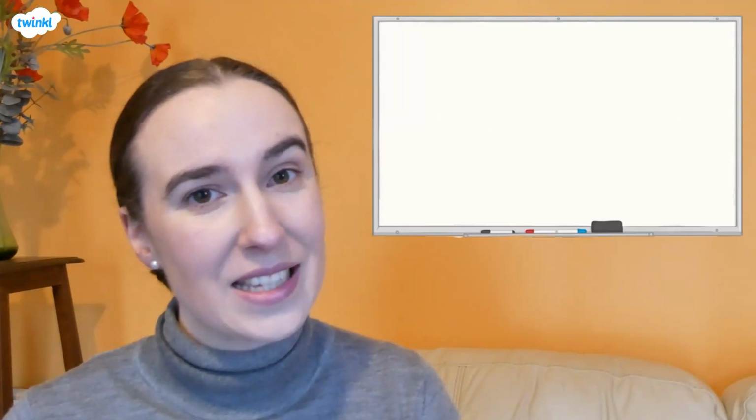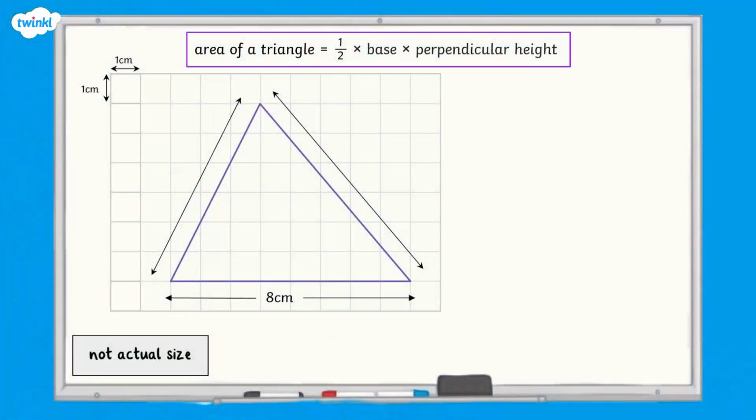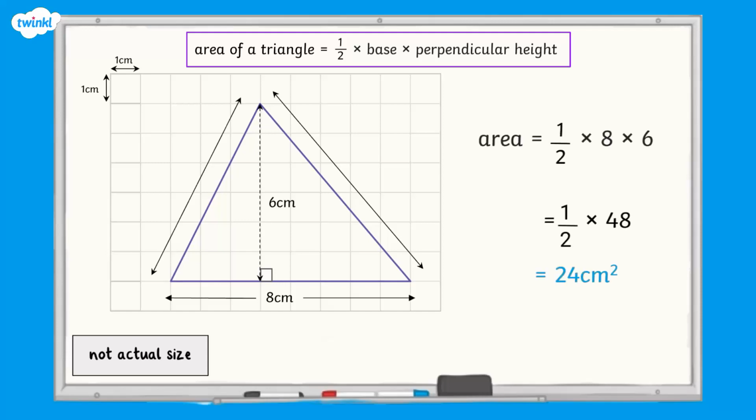This is not the case with every triangle. For example, let's look at this one. None of the sides of this triangle meet to make a right angle. If we take the bottom horizontal line as the base, we can mark the perpendicular height by drawing a vertical line from the base to the opposite corner, like this. Now we have a perpendicular height. The area of this triangle is half multiplied by 8 multiplied by 6, which equals 24 centimetres squared.